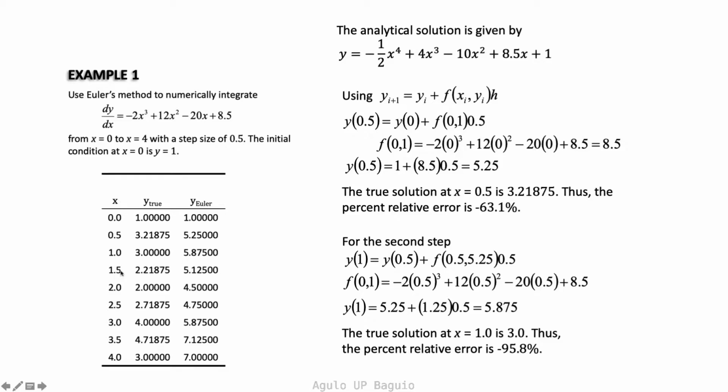So we do that for 1.5. We use this equation to get 5.125 for x equals 1.5, and so on and so forth. We can also get the true values using this analytical solution, and we find that at least for the second step, there's a 95 or 96% error.